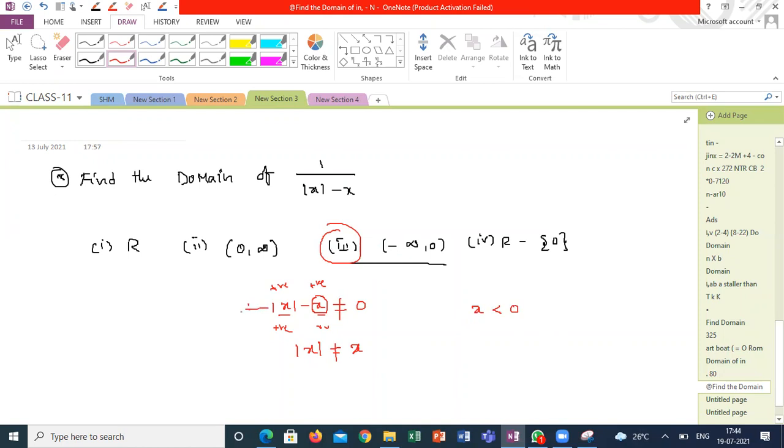At this condition, I can say this is the domain, or I can write like this. Mod x is a piecewise function. Minus x can't be 0 and plus x minus x can't be 0. For what value can minus x not be 0?